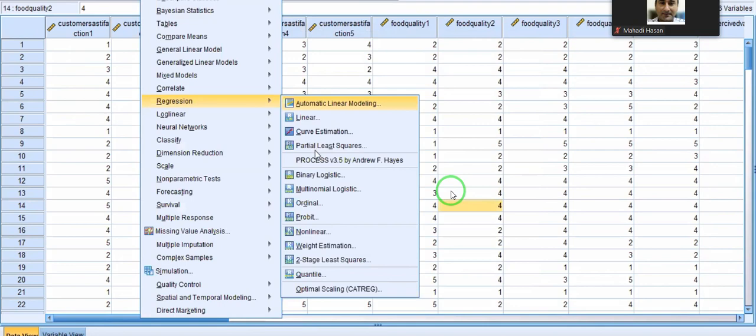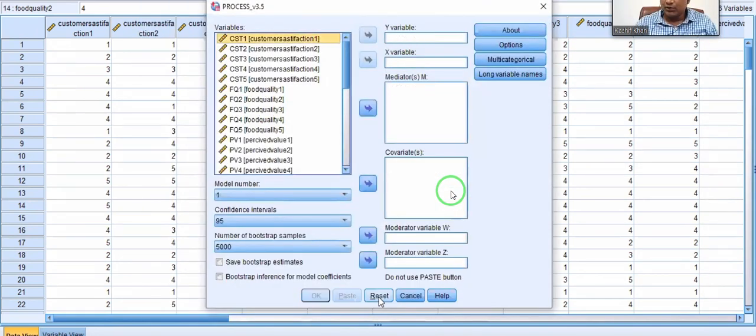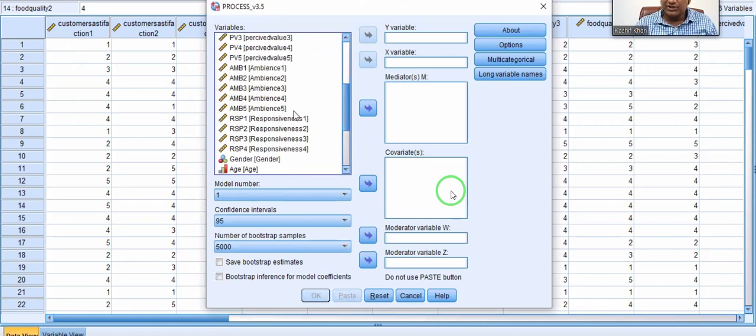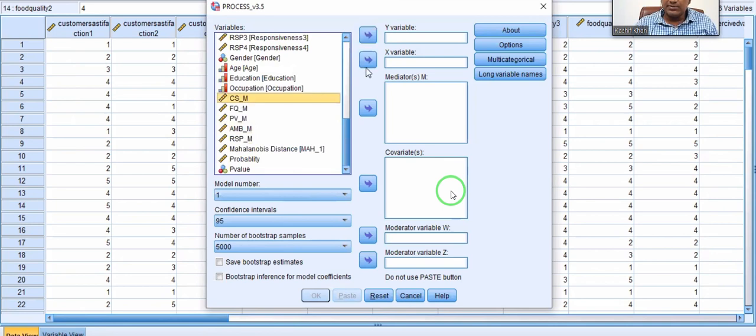Analyze, regression, and then process, or reset it. And this time again, I'll be checking what my customer satisfaction is, same. And now, which one do I want to take as moderation? Which one do I take? Okay, let's take the same.